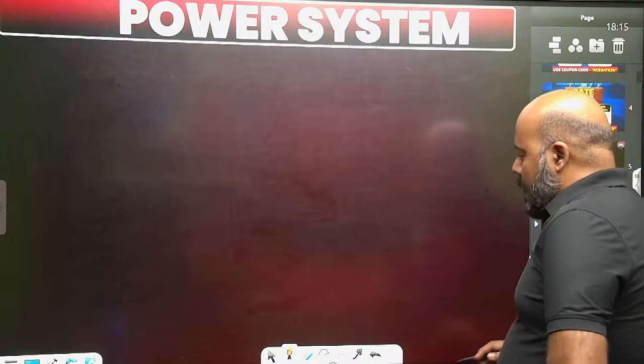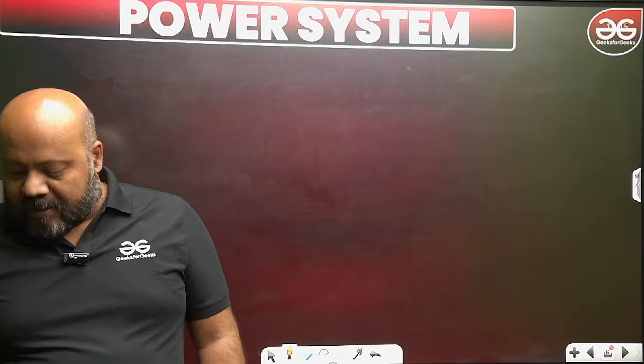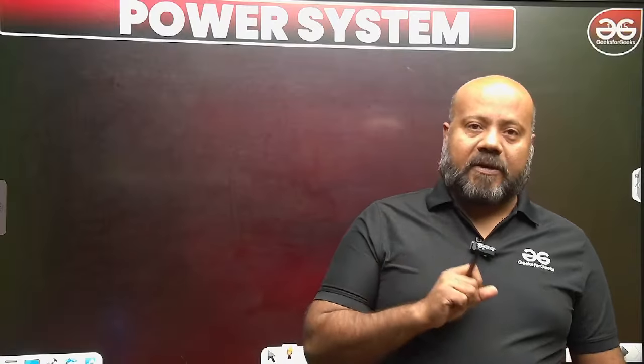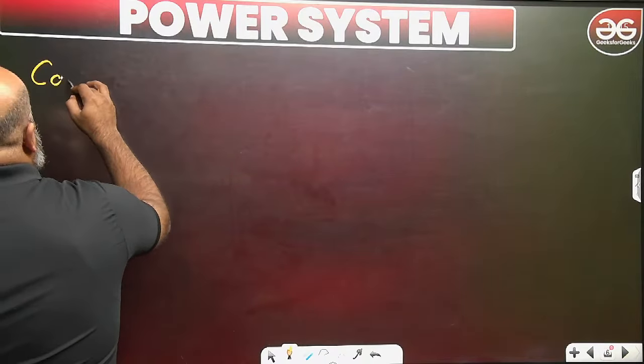So let me just start with what we have left. We were talking about the calculation of GMD and GMR. Now let me give you some examples of how you are going to calculate the geometric mean distance and geometric mean radius. Okay, so let me give you case 1.